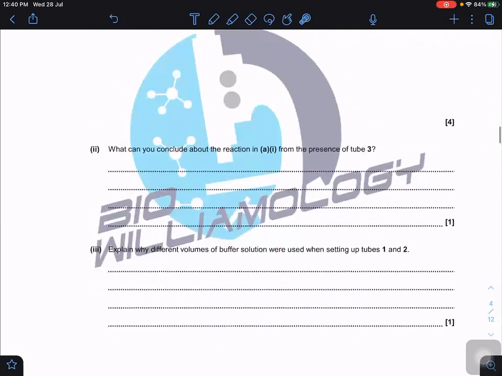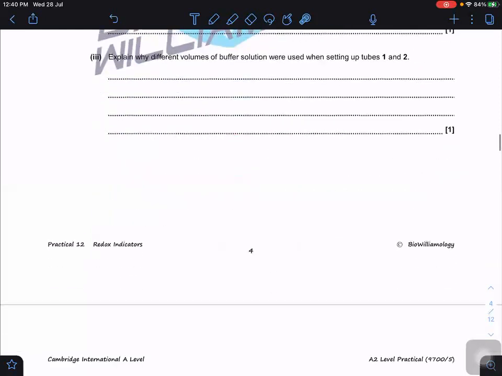Okay. So what you can conclude about the reaction A1 from the presence of the tube 3, and then explain why different volume of the buffer solution were used in setup of the tube 1 and tube 2. This one you can answer the question, very simple.